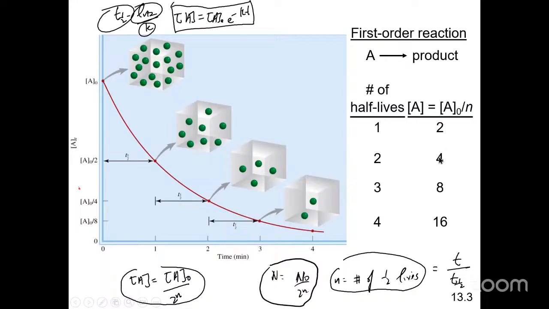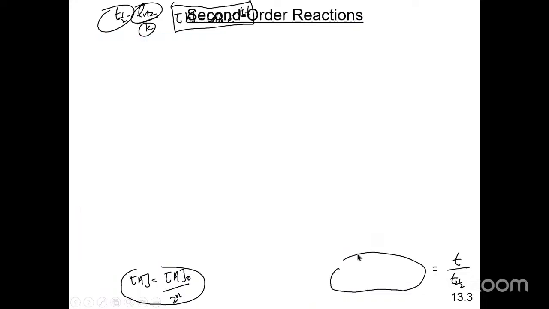These numbers here are a result of 2 raised to the n. If n is equal to 1, then we put a 2 here. If n is equal to 2, that's 2 squared, 4, and so on and so forth. So that's the relationship between the initial concentration of A and the concentration of A based on the number of half-lives. And that's basically it as far as first order reactions are concerned.